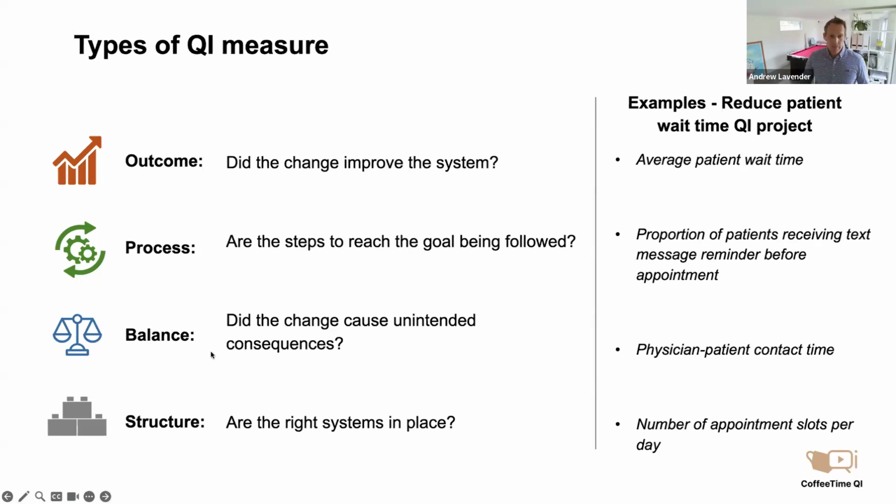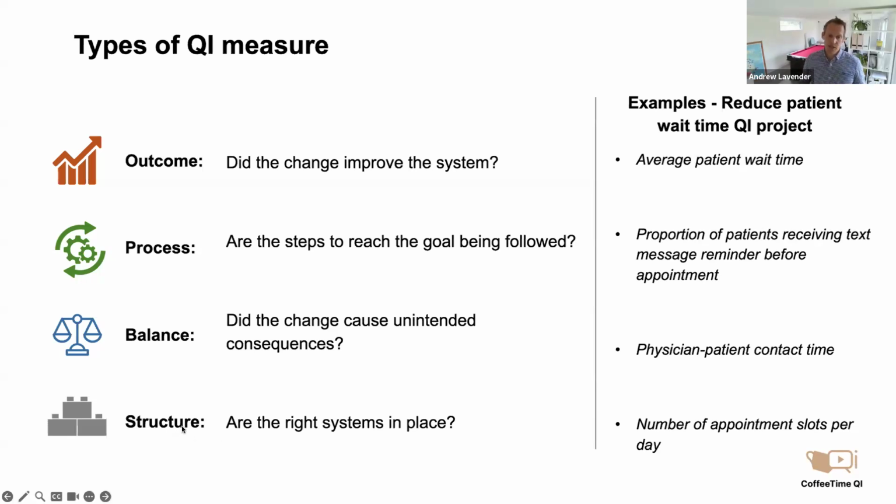And then we've got our balance measures. So think about, did the change that you've made have unintended consequences elsewhere? And what are those? In the example here, with all these changes, is there going to be a reduction in physician-patient contact time, which you probably wouldn't want as a negative consequence? So monitoring those things is really important as well.